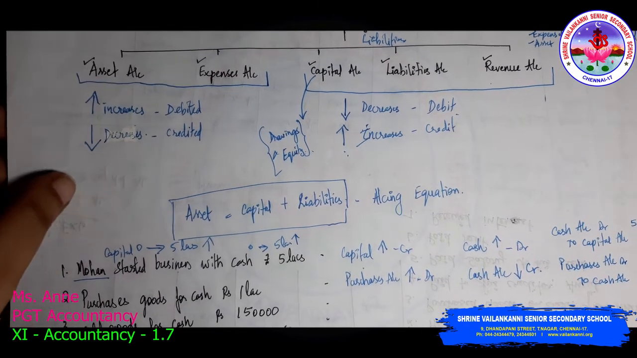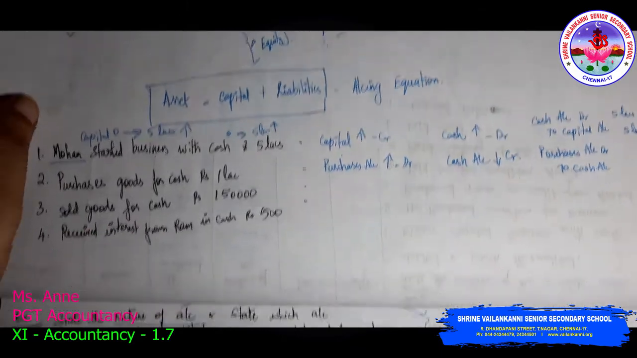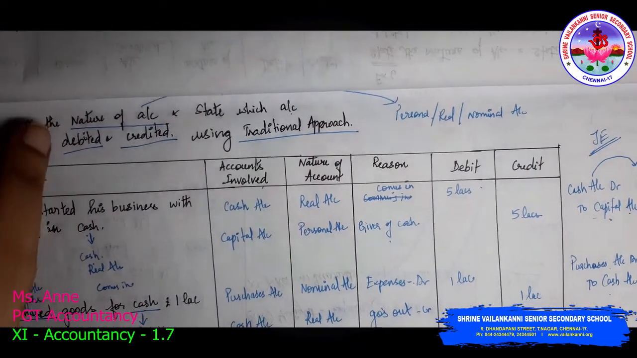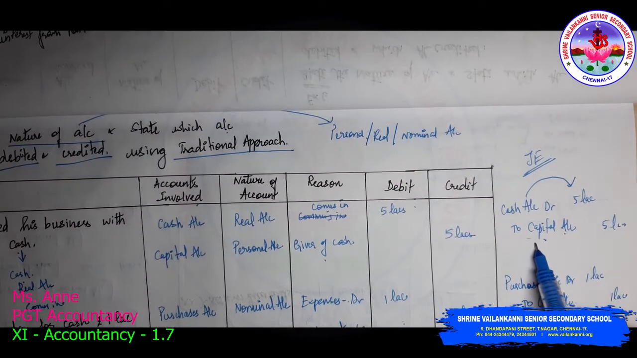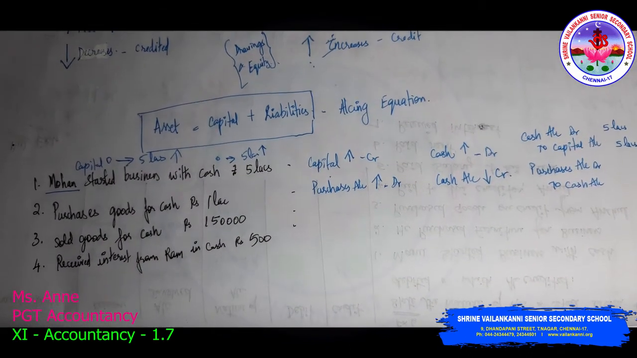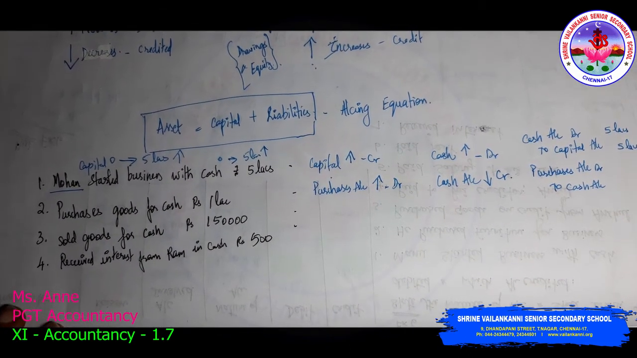So we will just cross check whether our entries are right. In the previous thing we wrote cash account to capital account for the first transaction, and purchases account debit to cash account. The same thing we have got here also. So purchases account debit to cash account.